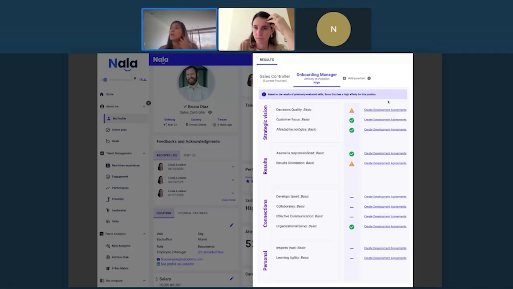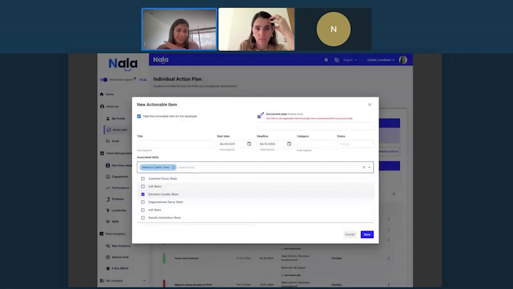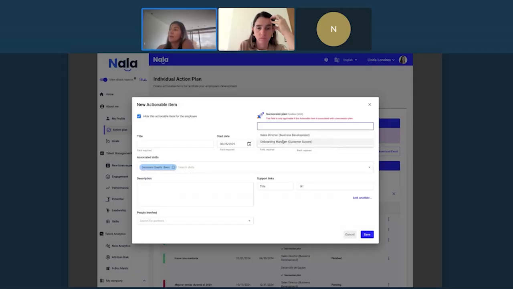So if I want to go and create a succession plan, what I'm going to see here, let me just share the other screen. Now we are seeing the succession plan. So now that I'm here in the succession plan, I'm going to be preparing him for the onboarding manager. The skill that I want to develop is decision quality.